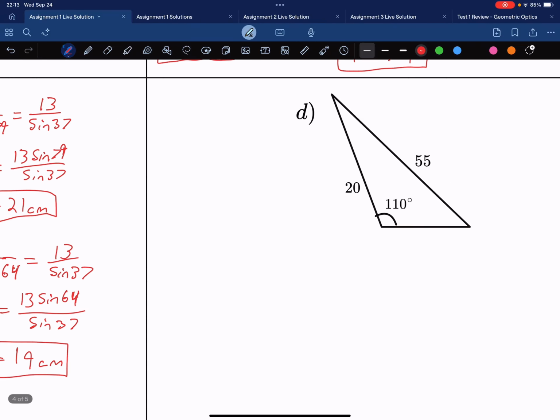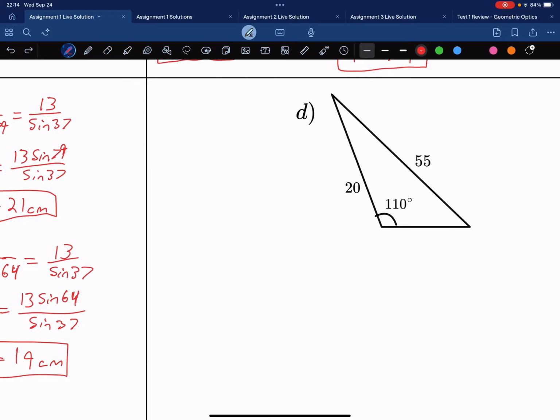D. Again, no cosine law right off the bat, because cosine law would require me to have this missing side length right here. But I don't have it. So, solving this, I do have a side length and an angle that are opposite from each other. So I'm going to start with a sine law.